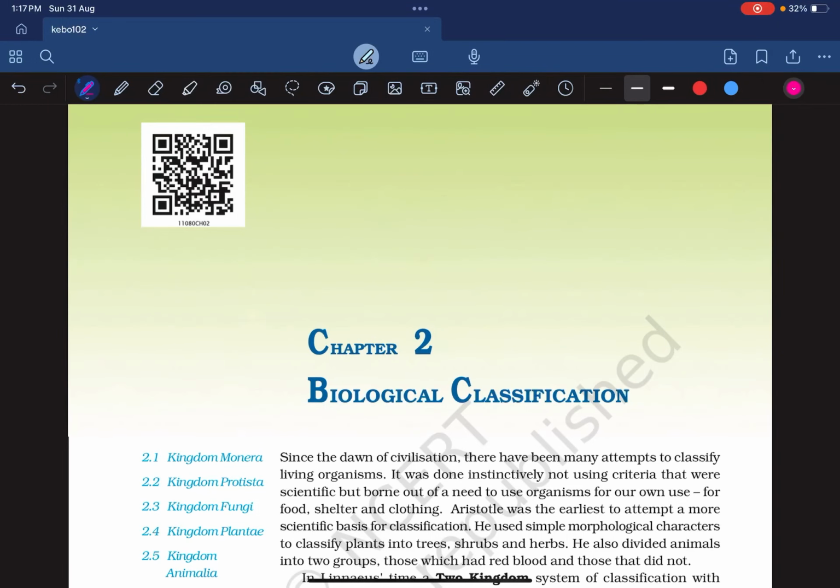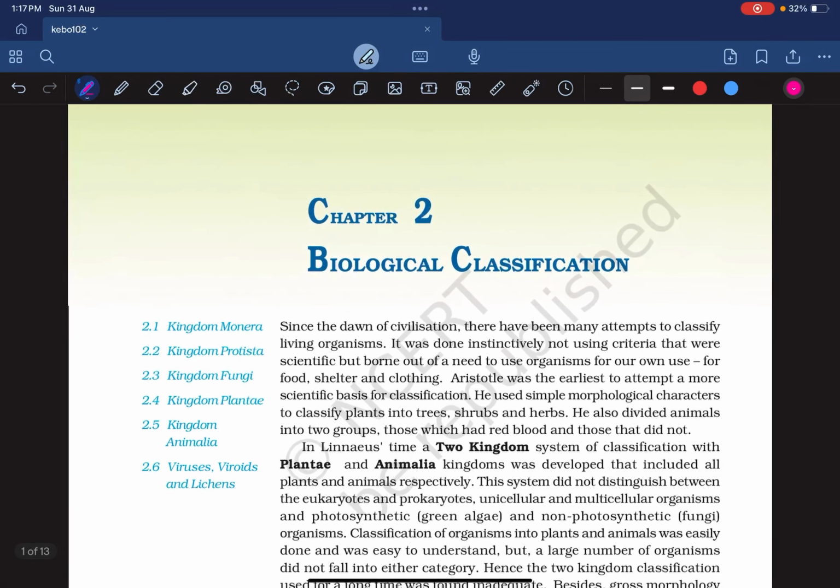Good morning, everyone. This is a chapter from class 11, chapter number 2, biological classification. This will be the first part in which we will generally cover the basic introduction of biological classification. So let's start. Biological classification means arranging of organisms into groups and subgroups based on similarities and dissimilarities.